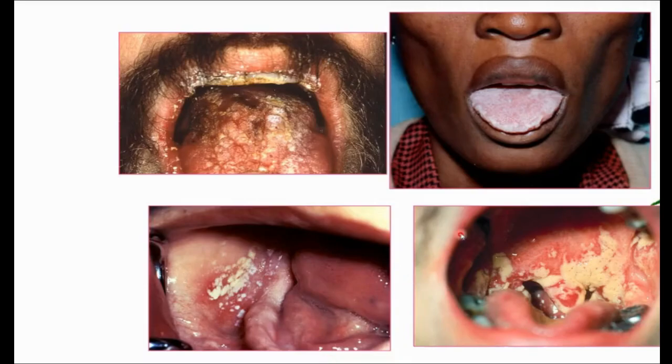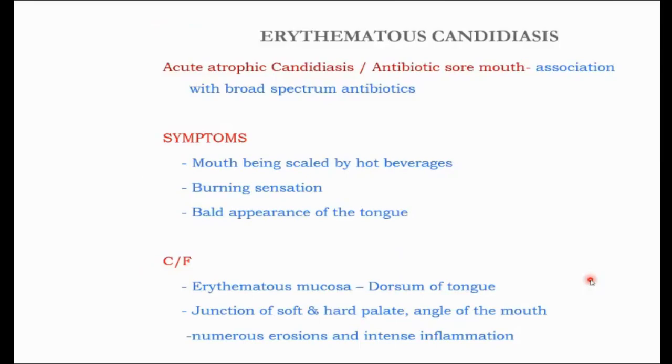So this is a picture of pseudomembranous candidiasis, which is affecting different parts of the oral cavity. Here you can see this man, it's on the lip as well as on the tongue. This lady essentially on the tongue, even buccal mucosa is affected, and palate, a very common site of oral mucosa which is affected by this.